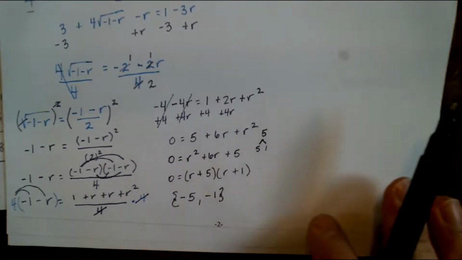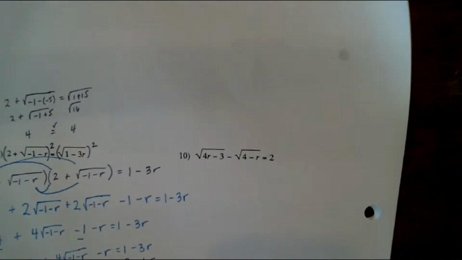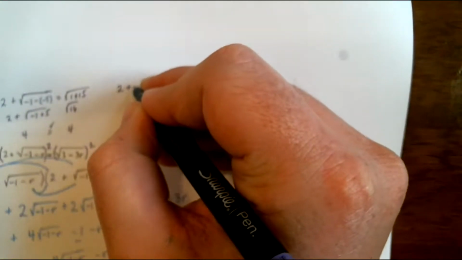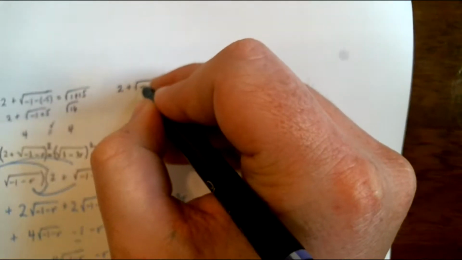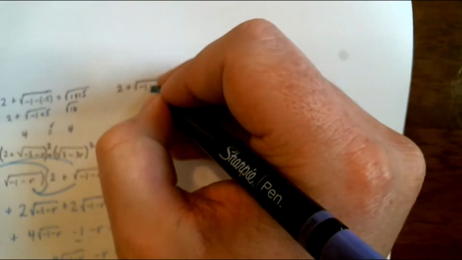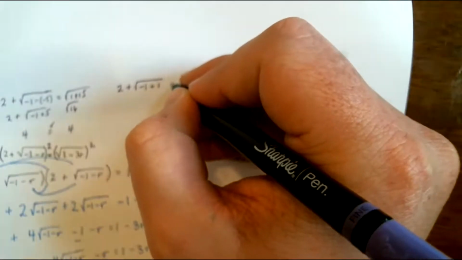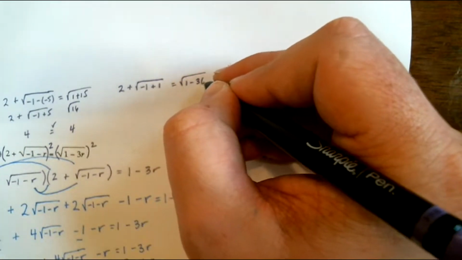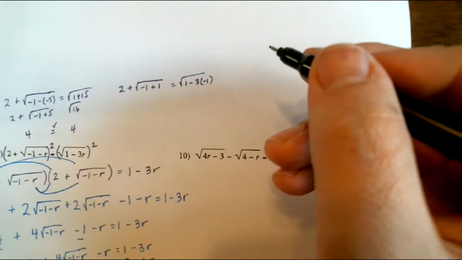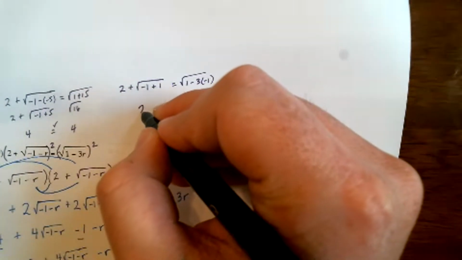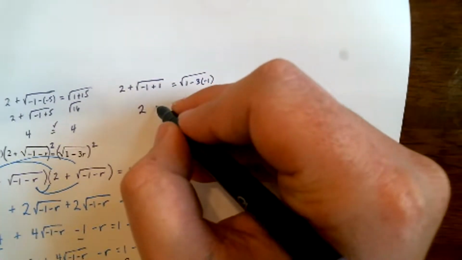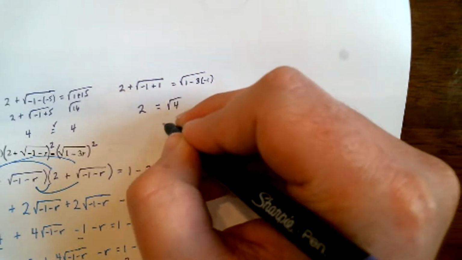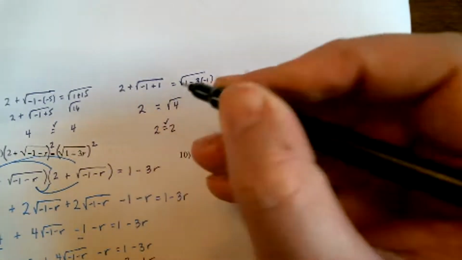Now check negative 1. 2 plus radical negative 1, that's going to be positive 1, is equal to 1 minus 3 times negative 1. So that's just going to be 2 there is equal to 1 plus 3 would be radical 4, which is 2. So both of those values work.